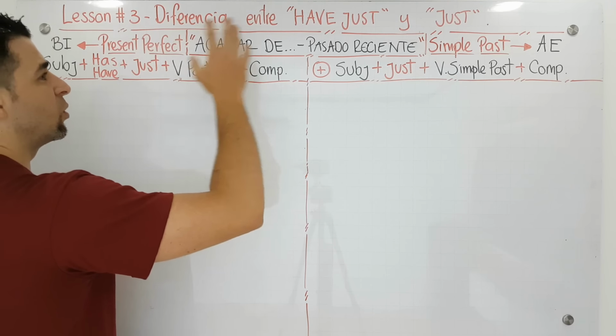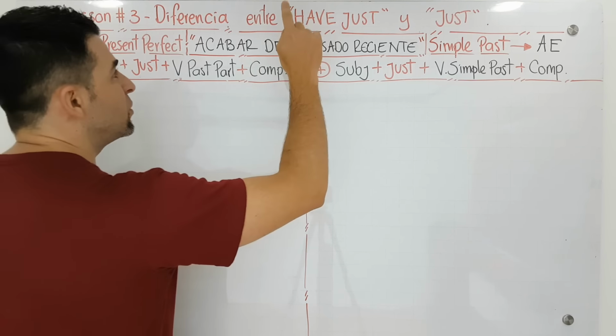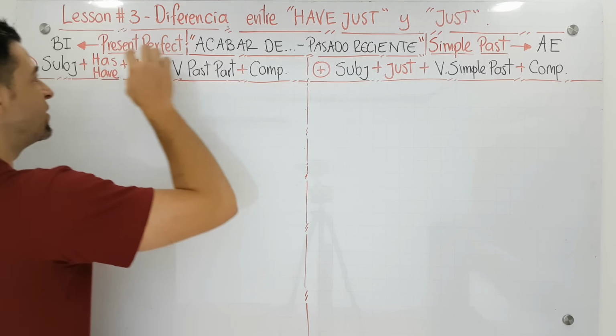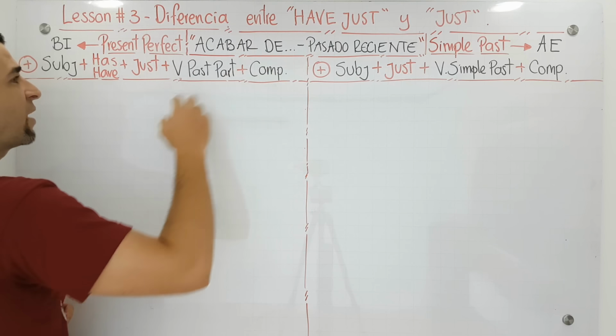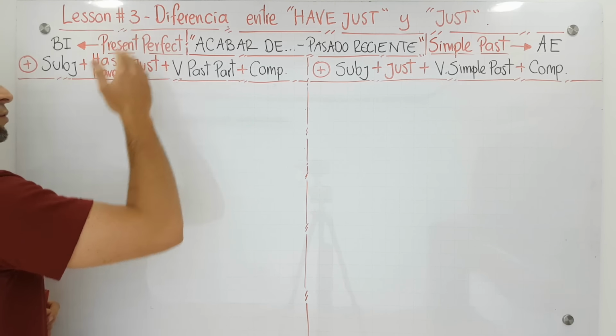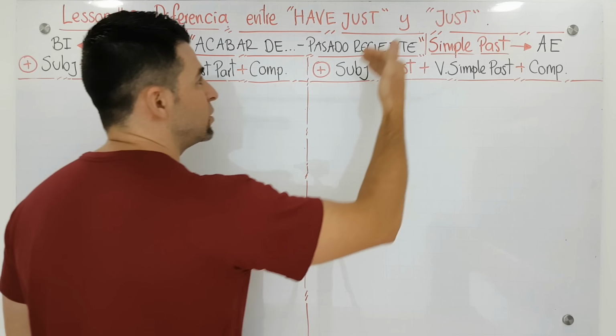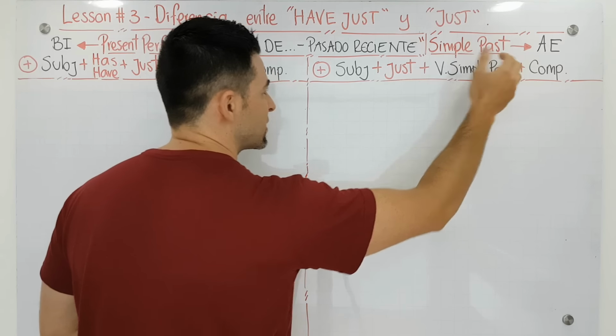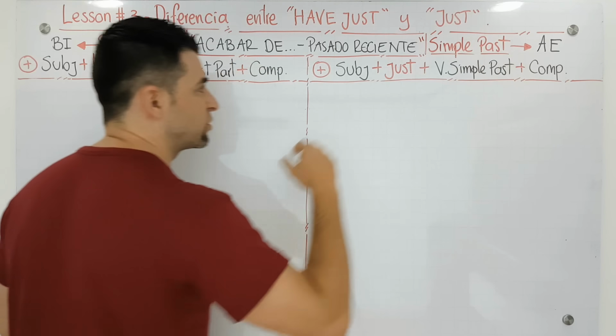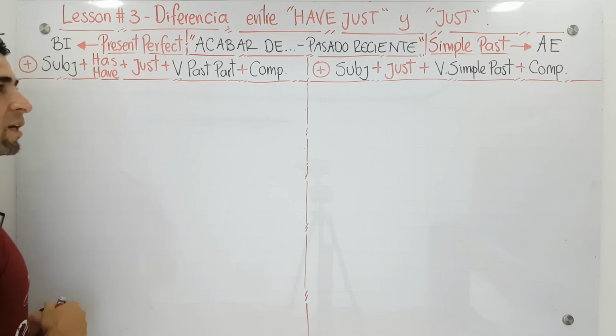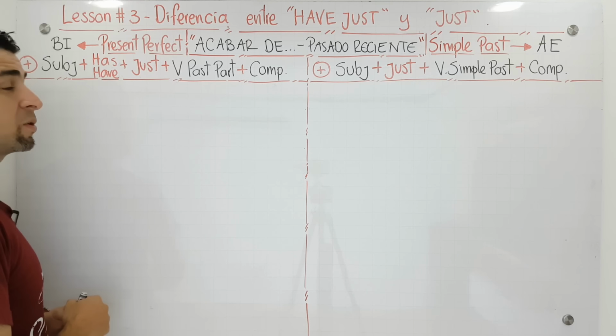Podríamos trabajarlo en dos estructuras. Por ejemplo, if you're going to use have just, this is the structure that you have to follow. Yes, with the present perfect. But if you're going to use just in the simple past, this is the structure that you have to follow. Esas son las estructuras que tenemos que seguir para cada uno. Pacho, ¿y esa es la diferencia?